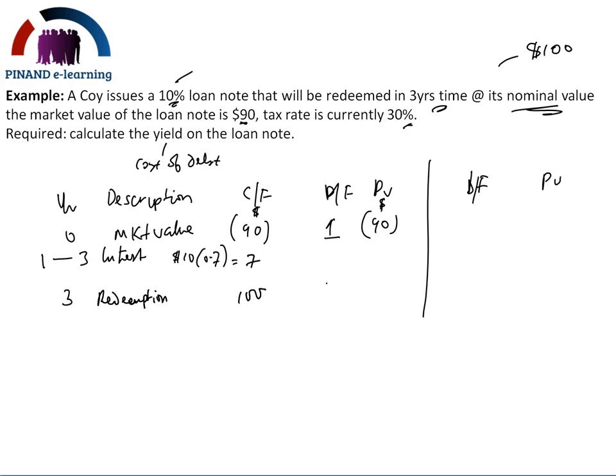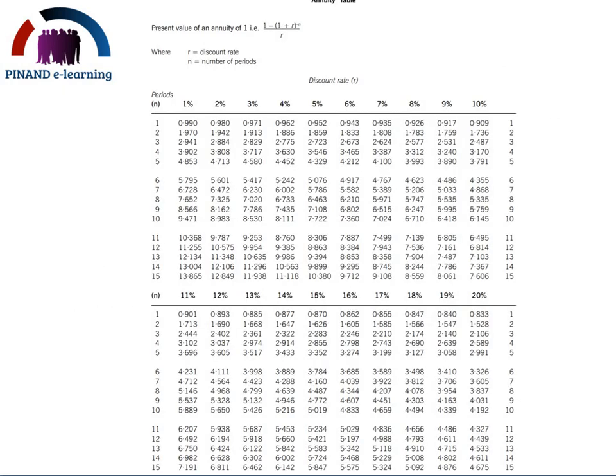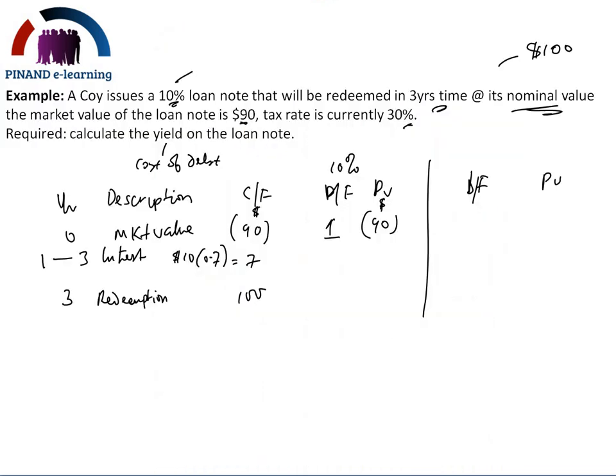Okay, now we'll go to the table because we're going to use an annuity. I'm going to use 10% for 3 years. That's 2.487. If I multiply that by 7, that will give me 17.41.